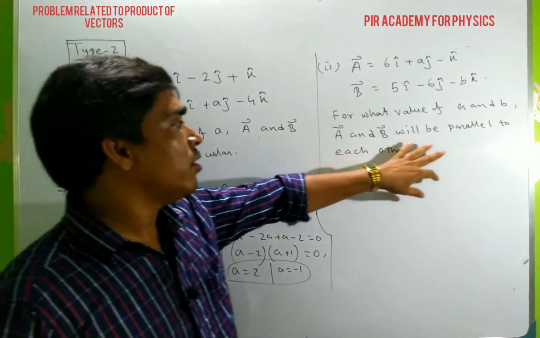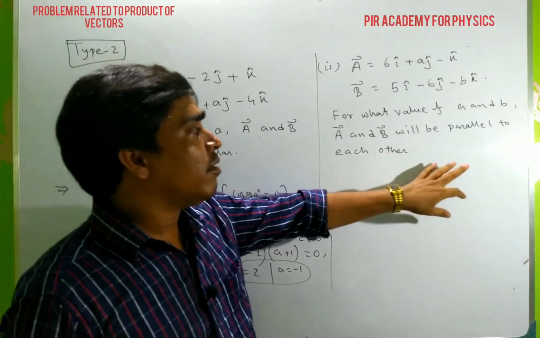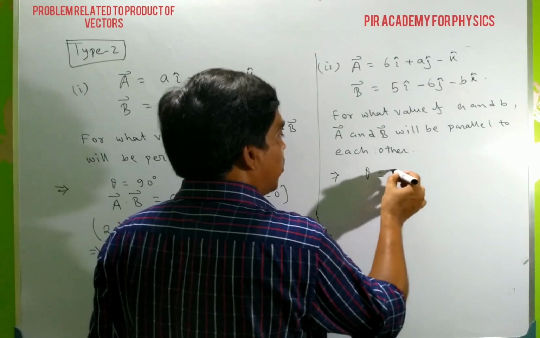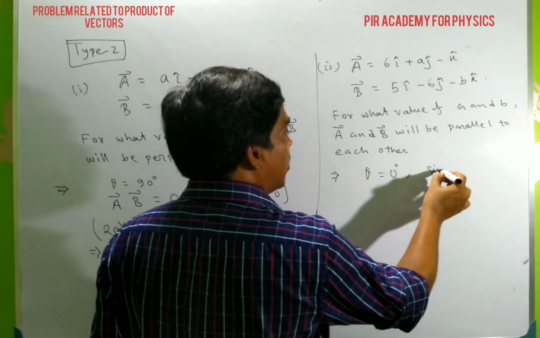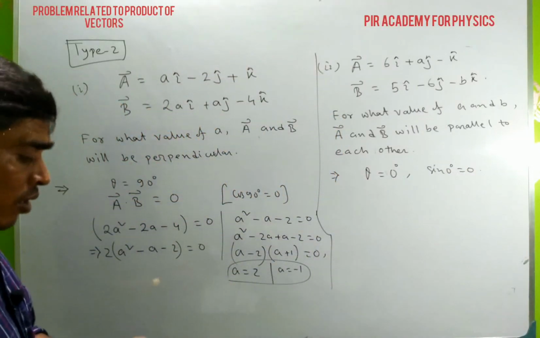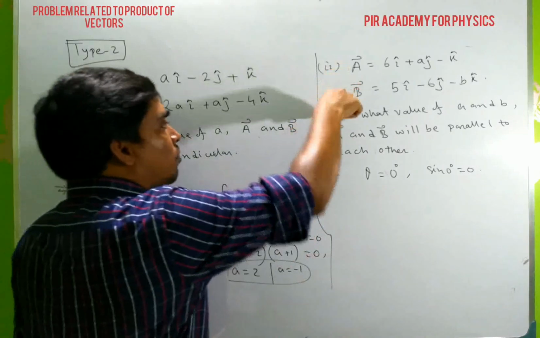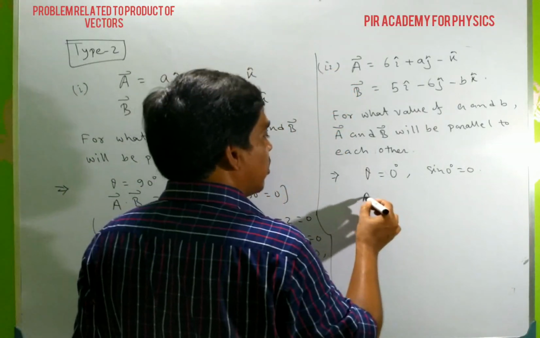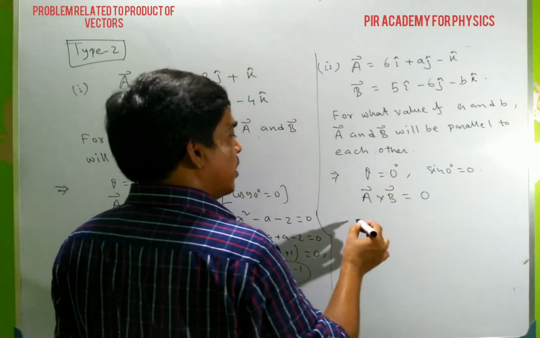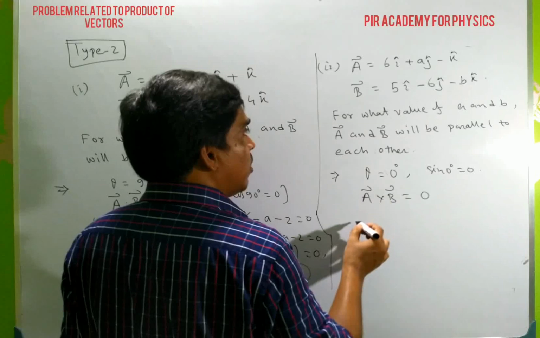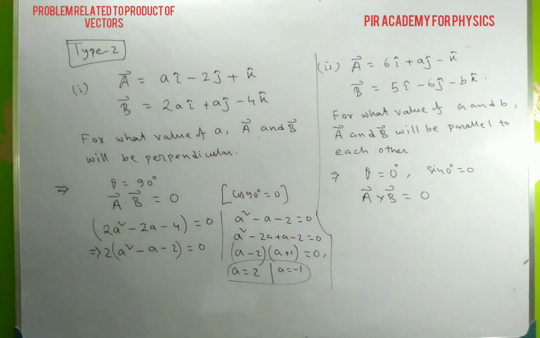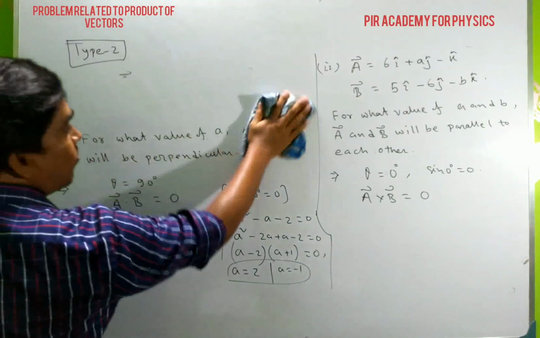Here the two vectors will be parallel to each other. Parallel means the angle between them equals 0 degrees. That means sine 0 equals to 0. That's why you have to use the cross product. That means a cross b equals to 0. That means you have to calculate the cross product.